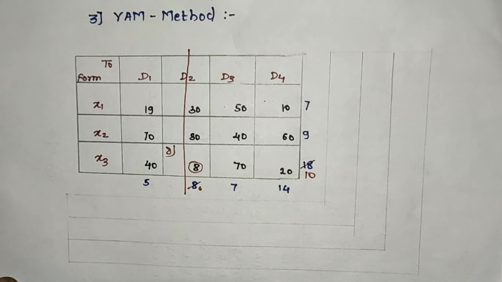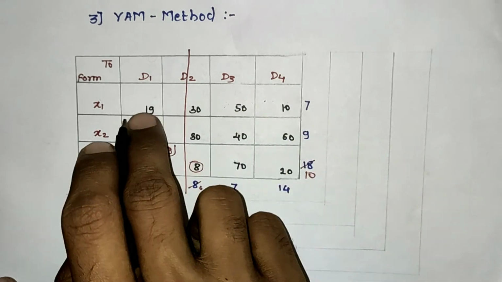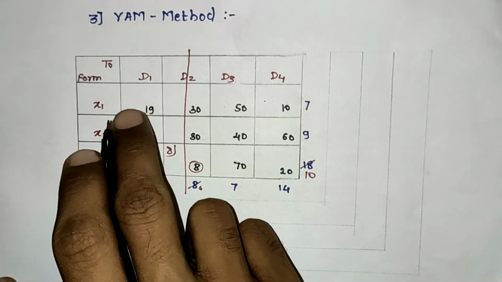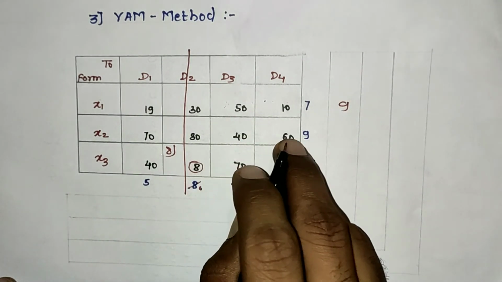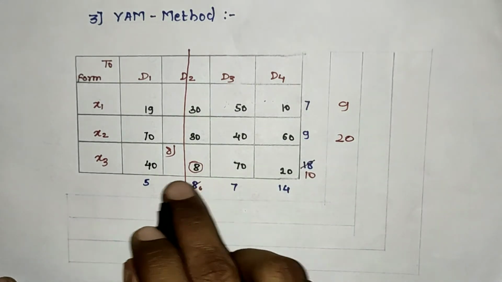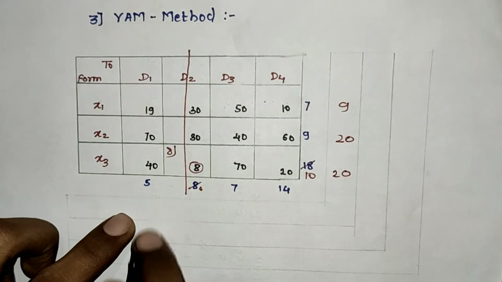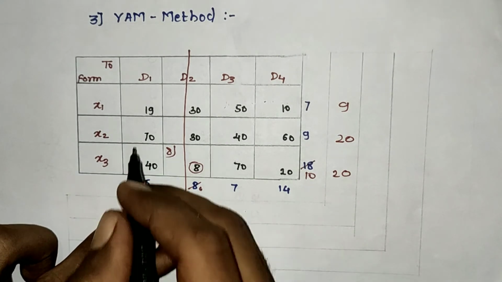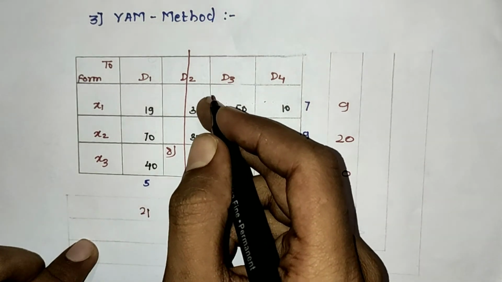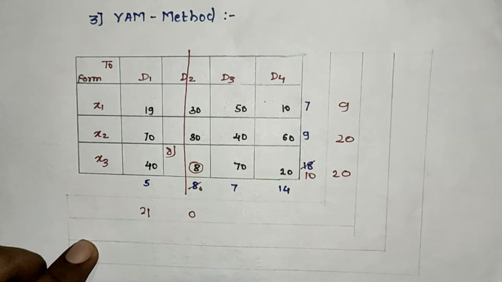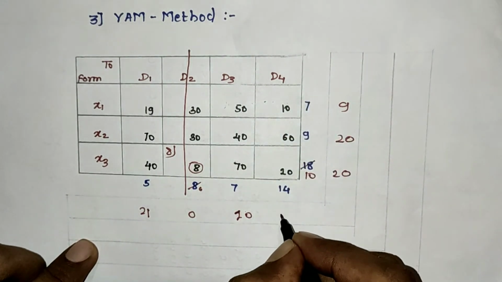Now here we have to find the penalties. For the penalties, we have to consider the lowest number from a row and the consecutive highest number. So 10 and 19, 19 minus 10, the value comes to be 9. Similarly, 40 and 60, 60 minus 40 is 20. Similarly, 40 minus 20 is 20. For the columns, we have to write the values below that particular destination. So 19 and 40, its value is 21. 30 gets cancelled, so the complete value is 0. Again 50 and 40, so 10, and 10 and 20, so again 10.